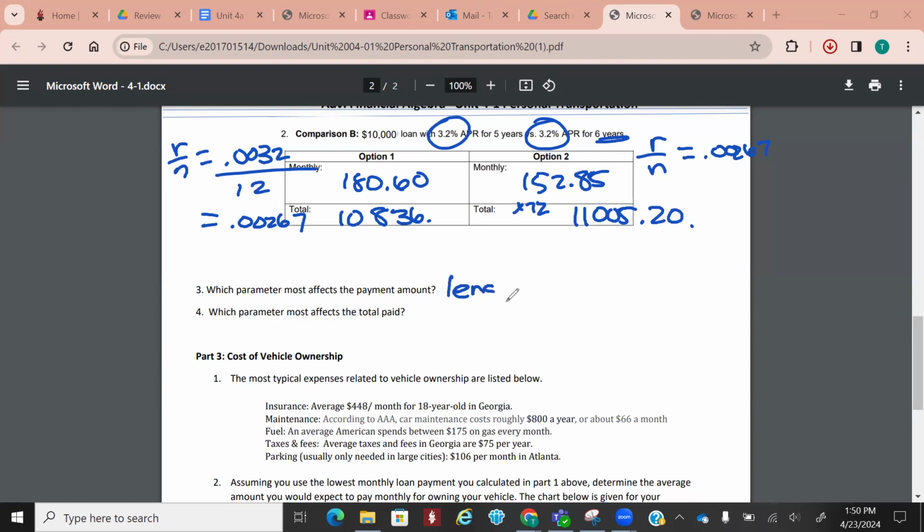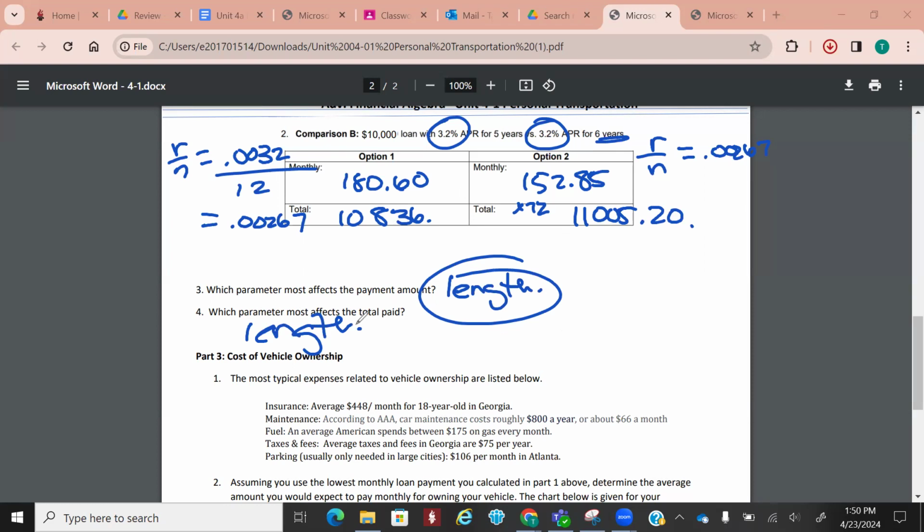So which parameter most affects the amount of payments? The length of the loan. Because look at how big of a difference that is. The last one, it was like a $20 difference. This one, it's like substantial. Which parameter affects the most for total payment? Again, the length is also going to impact that.